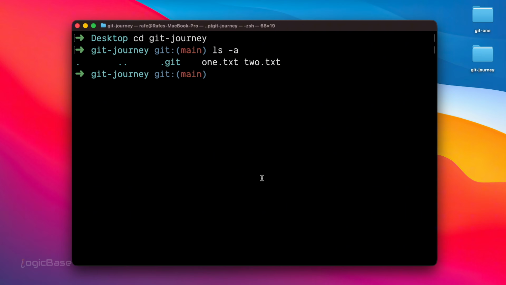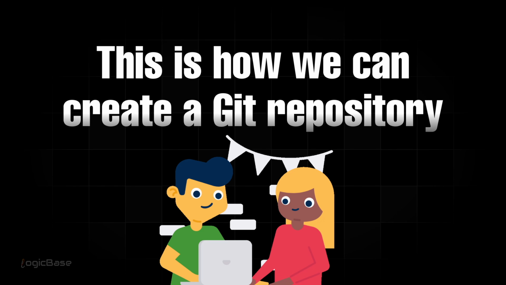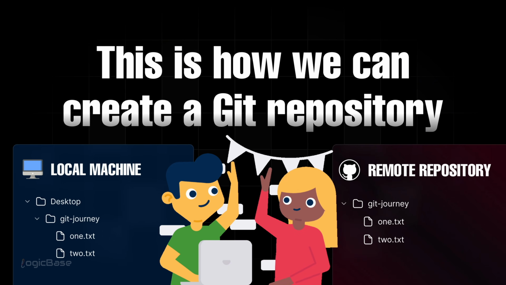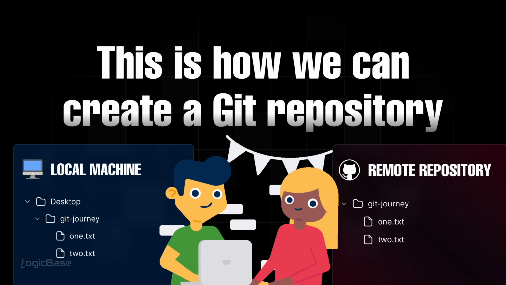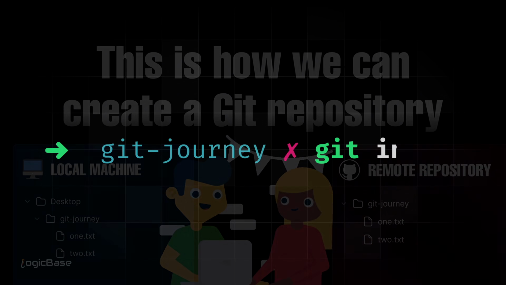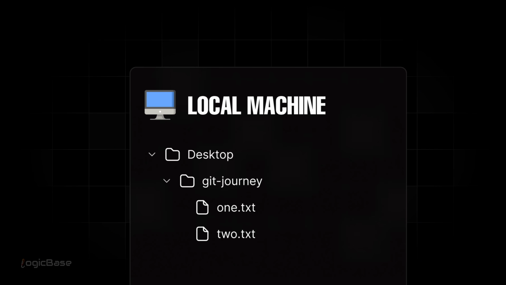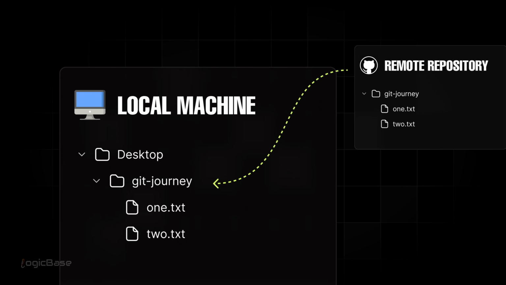So this is how we can create a Git repository in 2 ways. One by initializing it locally, and the other by cloning it from GitHub or any other remote server. No matter which way we create it, to start working with Git, initialization is always required. Now, let's look at something new. Suppose I am currently inside the git-journey folder. This is the repository I just cloned from the remote.